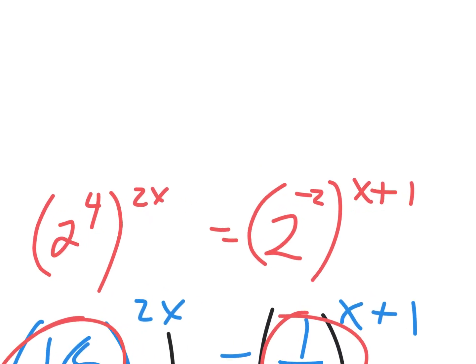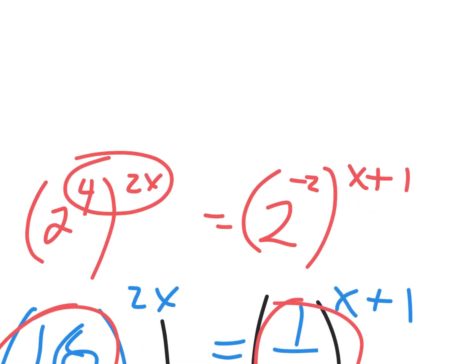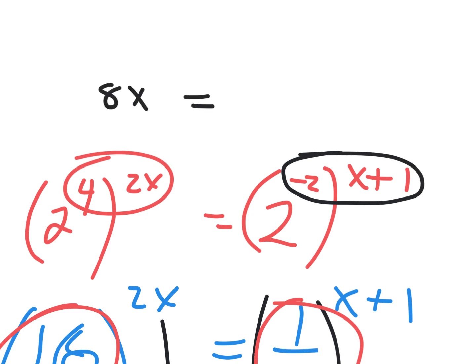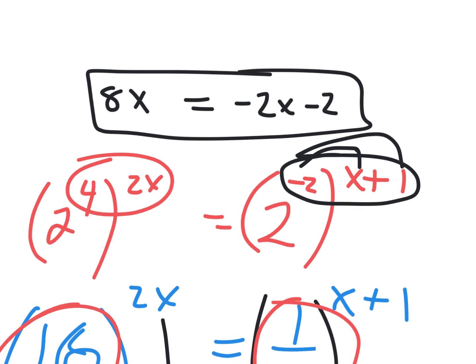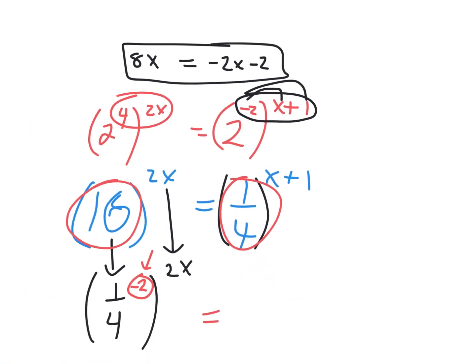And my final answer will come out to this has to equal this. 8x has to equal negative 2x, and I'm distributing this, minus 2. And then I can solve that all day long, 3 times on Saturday. Okay, moral of the story, got to get the bases the same.